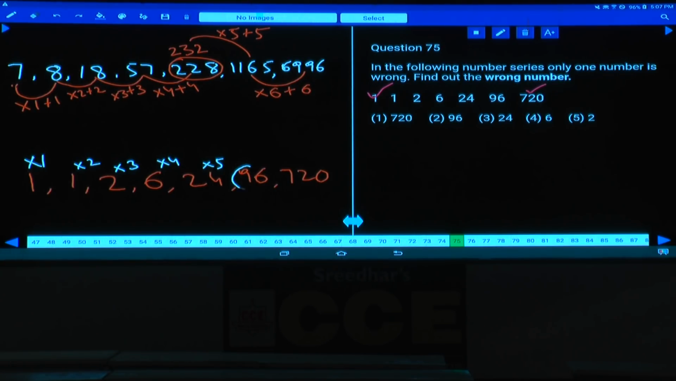Now 24 into 5, tell me what is the number here? 120. If it is 120, then 120 into 6, 720. Then what is the wrong number here? 96 is the wrong number and the correct number is 120. That is choice 2.